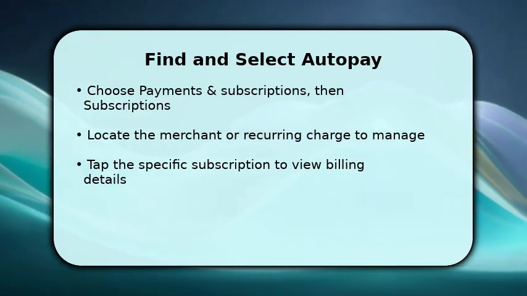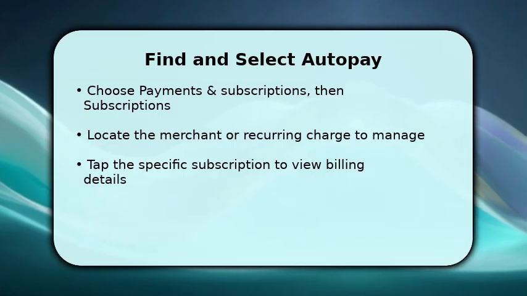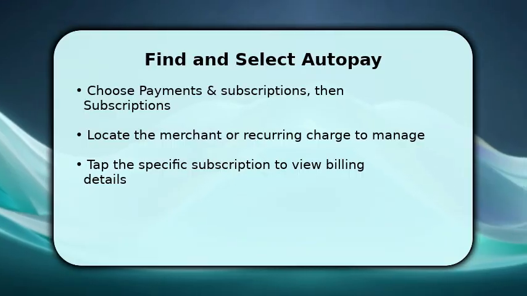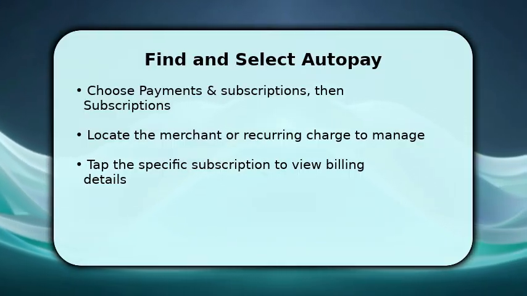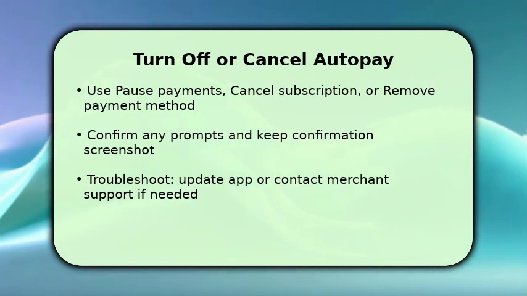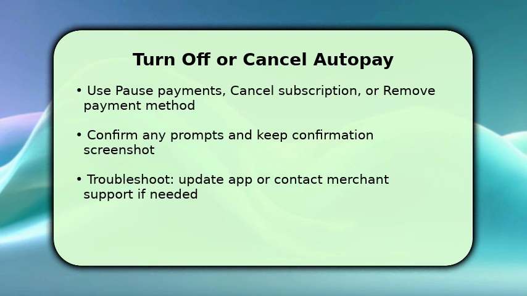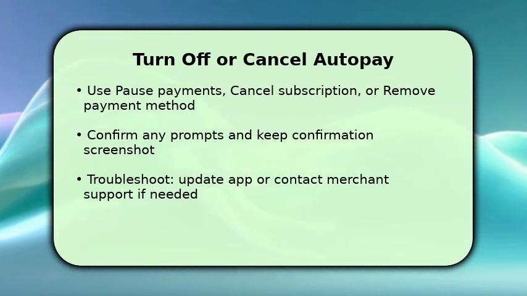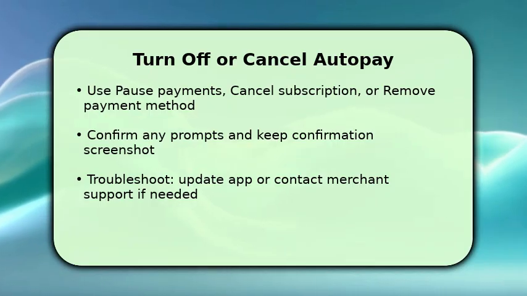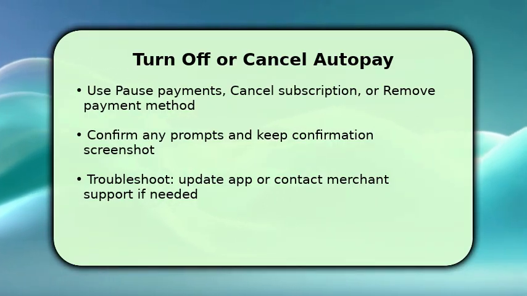Once on that screen, look for Manage, Edit, or Cancel options. These differ by merchant. Make sure you review the next billing date so you can prevent an imminent charge if needed. To finish, choose Pause Payments, Cancel Subscription, or Remove Payment Method depending on the merchant's options. Canceling prevents future charges, pausing delays them. Confirm any prompts and keep a screenshot of the confirmation for your records.